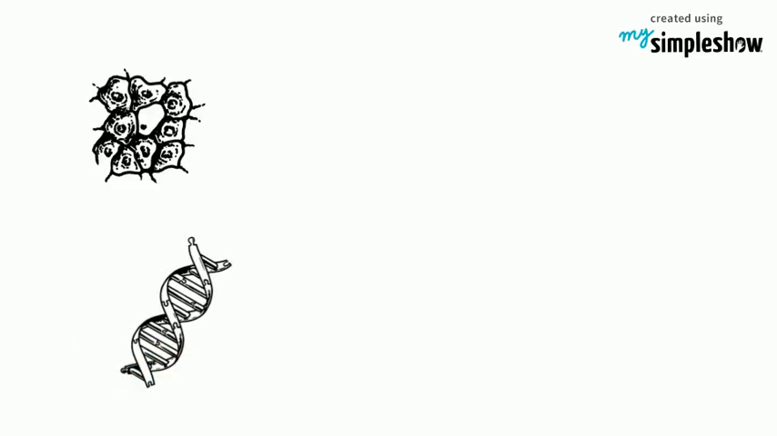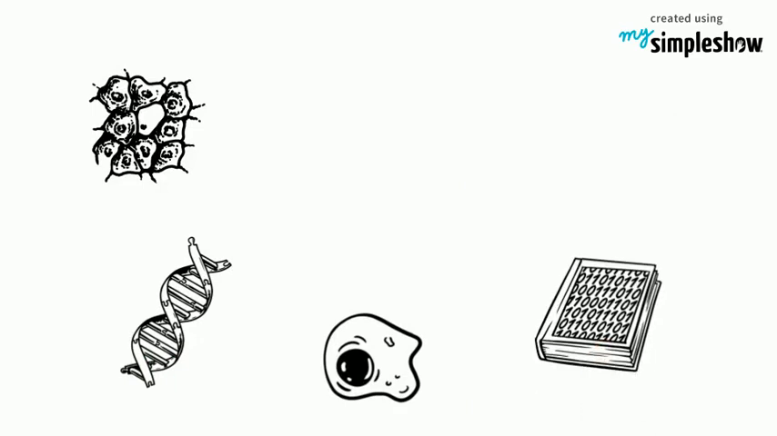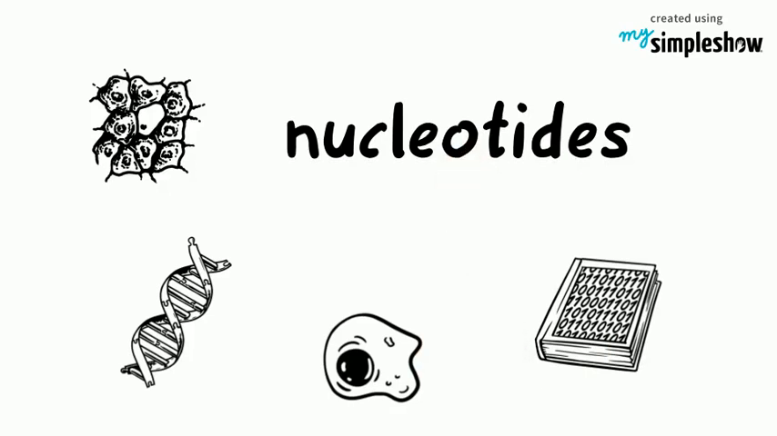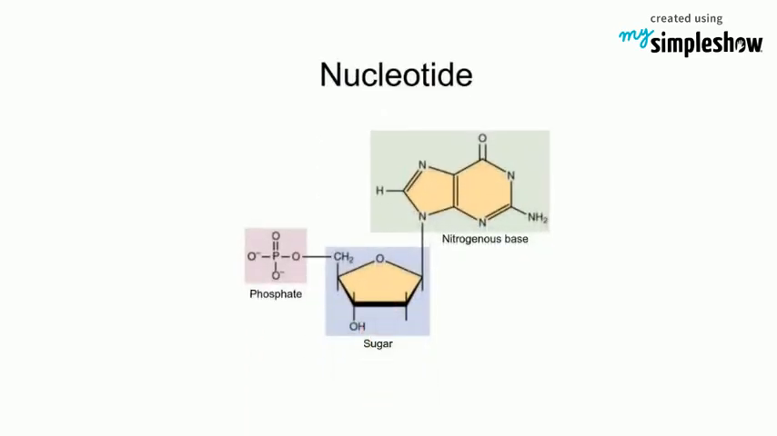Nucleic acids tell cells what proteins to make. They can do that because built into the molecules is a code. Each nucleic acid is made of repeating units called nucleotides. Each nucleotide has a sugar, phosphate, and nitrogenous base.